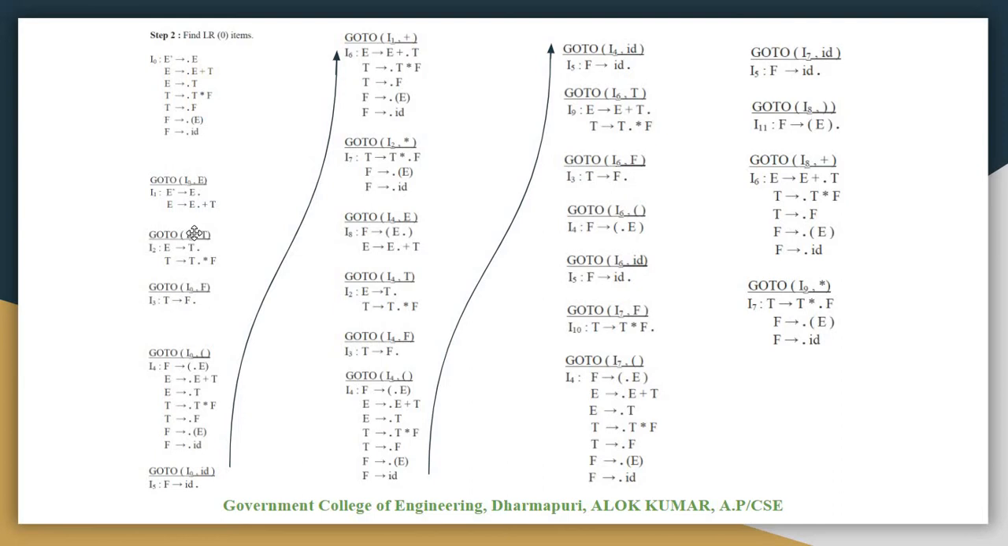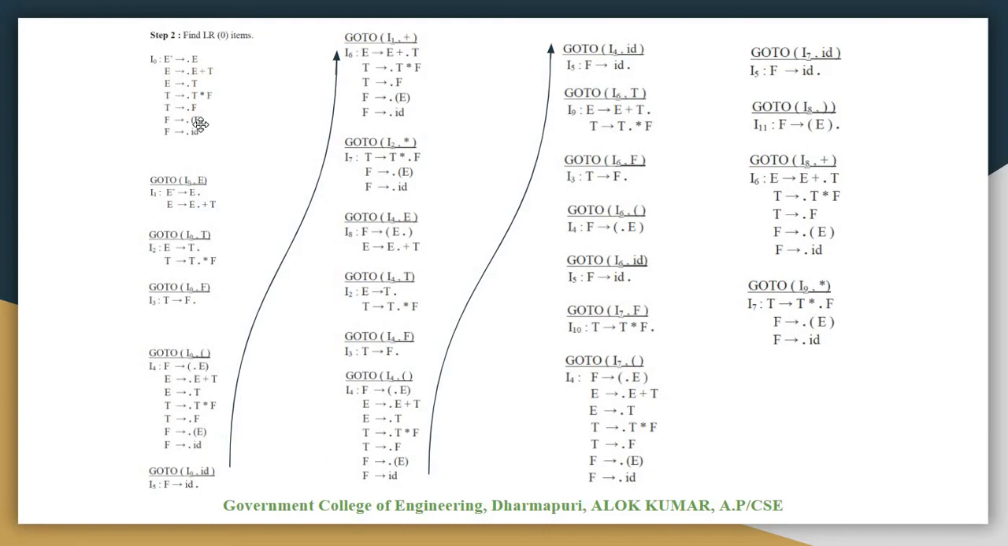Now in this manner we will see for T. For I0 T, this one will be E generating T dot and T dot asterisk F. So this one will be I2. Okay, in this manner for I0 F we will see. So here it will be T generating F dot.